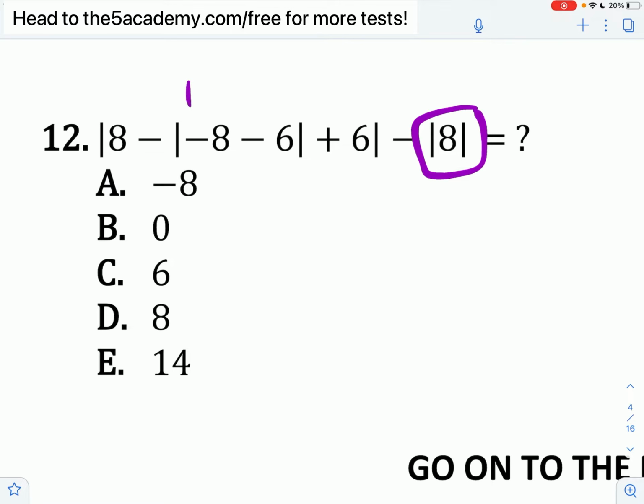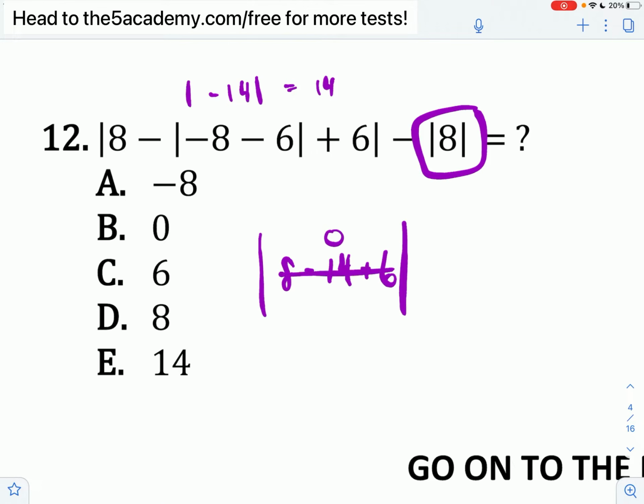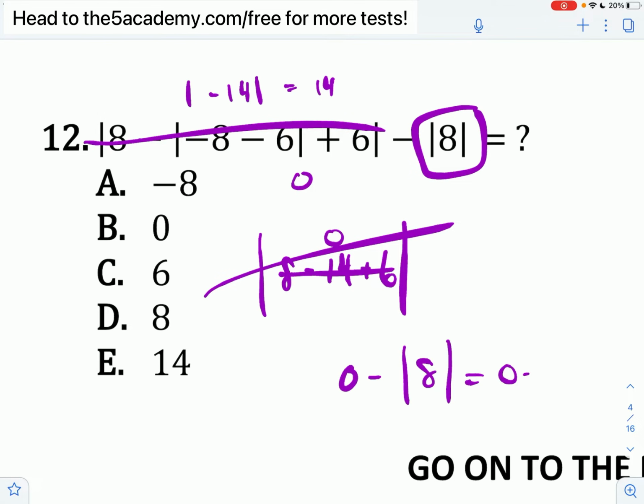So the absolute value of negative 14 is what? 14. So the inside turns into 8 minus 14 plus 6, absolute value. This whole thing is just 0, so this entire thing vanishes. It's all just 0, okay? So your equation comes out to 0 minus absolute value 8, which is just 0 minus 8.